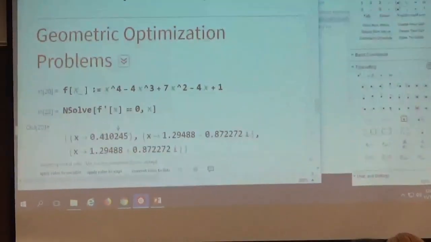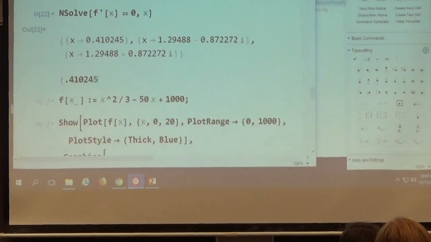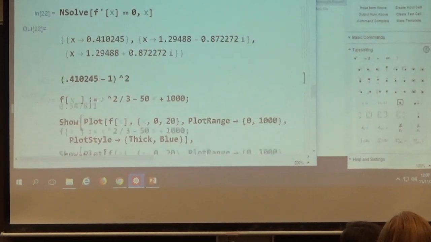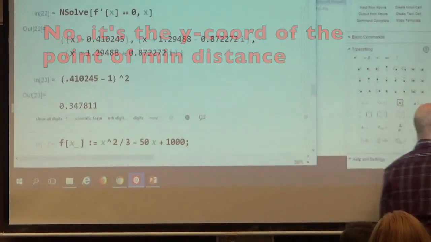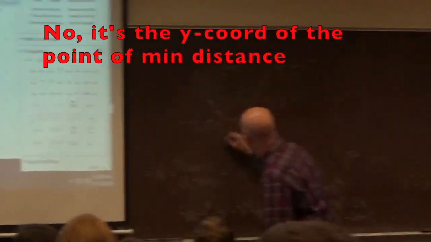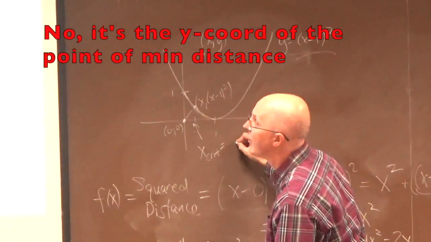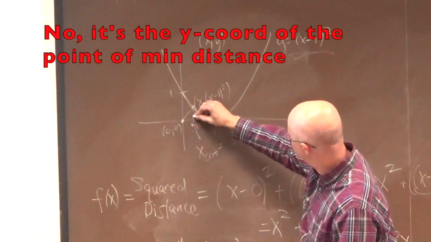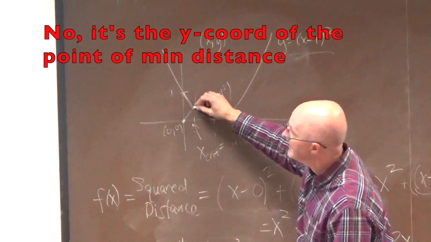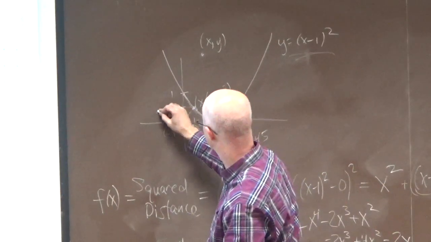And then you can approximate the y value by plugging that into the function that I was graphing over there. Take 0.410245 minus 1 squared. 0.3478 is the minimum distance. I could relabel this as x subscript, say, that's about 0.410245. That's the x value where this point is closest. The y coordinate I just found to be about 0.347811.